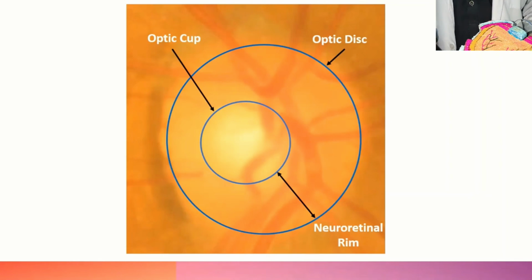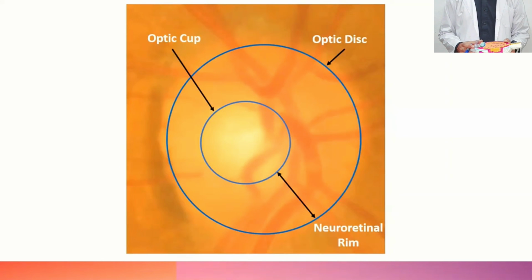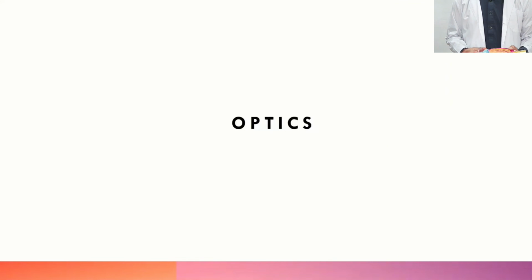There's lots of other disc conditions which are covered in that lecture that I told you about on optic neuropathies, but that's probably the most important one that you need to be aware of, is the optic disc, the optic cup, and the cup-disc ratio, okay? All right, so that's enough anatomy. Let's now move on to some basic optics.